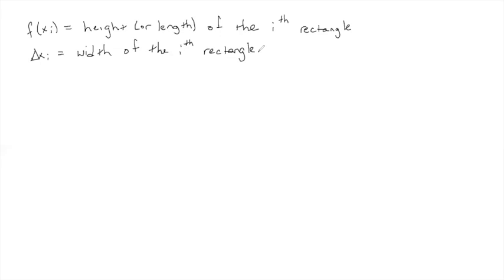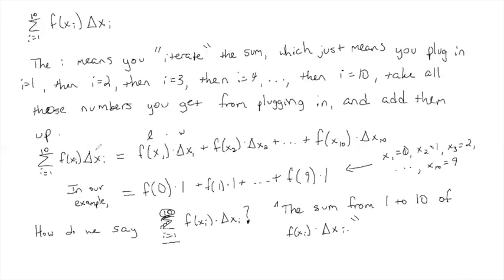So all we're doing when I write this hideous looking thing is saying, all right, i goes from 1 to 10, so I have 10 rectangles that I have to add up the areas of. This guy gives me my height, or my length, and this guy gives me my width. Width, length, and number of rectangles.